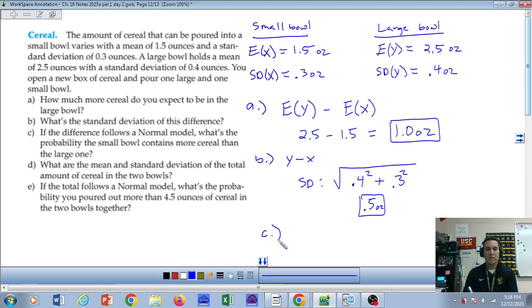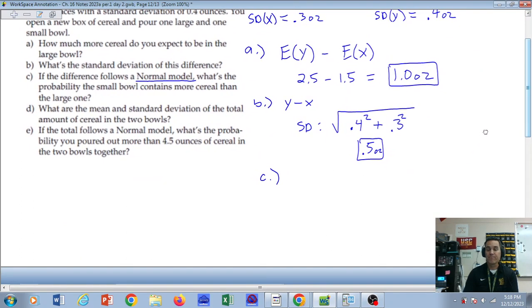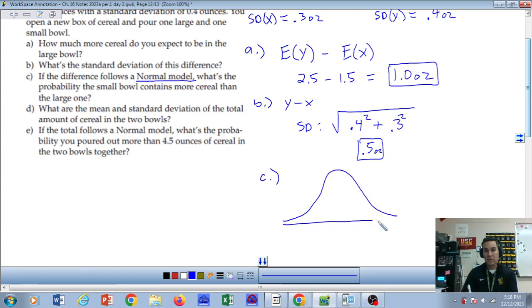We don't really need to do D and E. So if the difference follows a normal model, key right here, normal model, what's the probability the small bowl contains more cereal than the large bowl? Well, we've already subtracted the two bowls, and they just told you that you have a normal model. So the middle is 1 ounce, because we did large minus small. Standard deviation we know is 0.5.